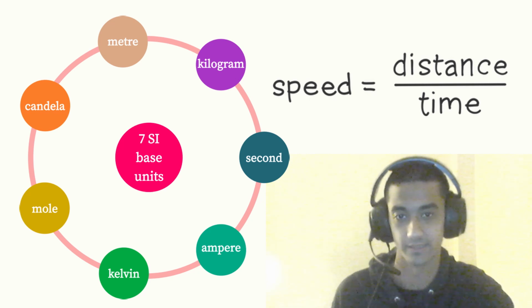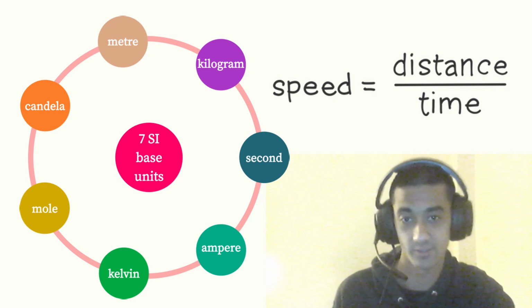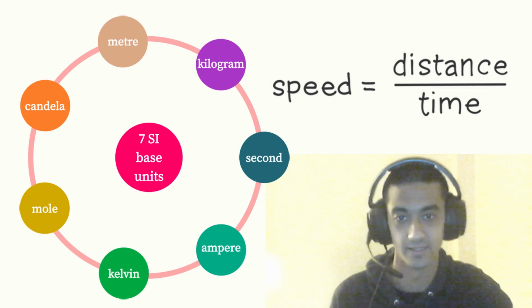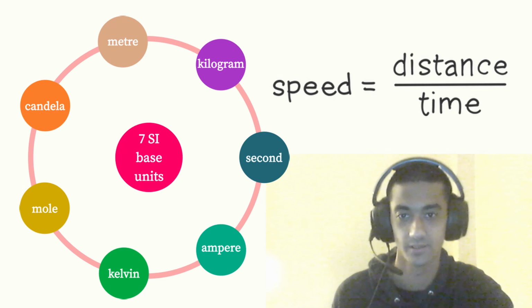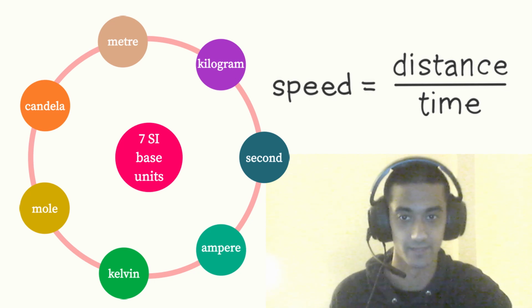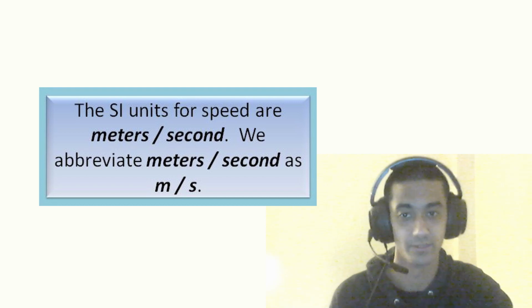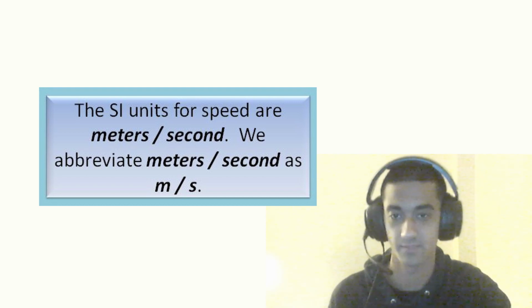Remember, we just learned that distance and time are 2 of our 7 base quantities, given that distance is one of the forms of length. Using this equation, we can derive the units of speed. The numerator of the right side is measured in meters, and the denominator of the right-hand side is measured in seconds. Hence, we find that the units of speed must be meters per second.